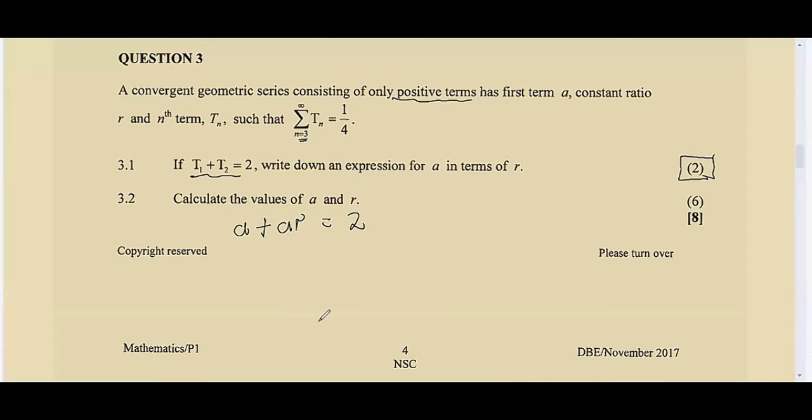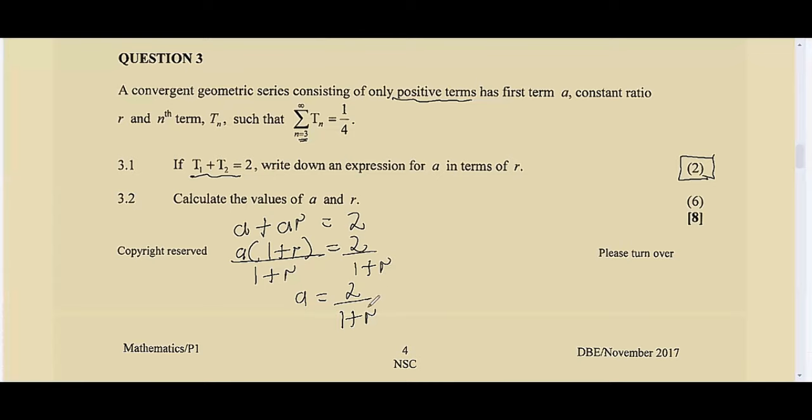Now remember, we want to express A in terms of R. Then we can just factor out A, and then here we have A times 1 plus R is equal to 2. At this point we can just divide both sides by 1 plus R, so our A is equal to 2 over 1 plus R. And this is pretty much what we were required to do for that 2 marks, right? So you are done just like that.